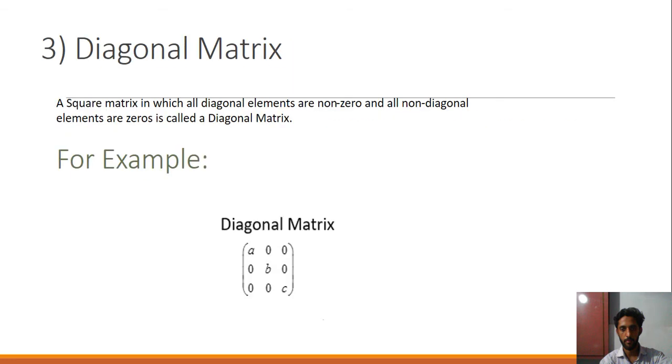And number 3 is diagonal matrix. A diagonal matrix is also a square matrix in which all diagonal elements are non-zero and all non-diagonal elements are 0. Now you can see here there is A, B, C. These are the diagonal elements. When these elements are non-zero and other than these elements are 0, it is called the diagonal matrix.